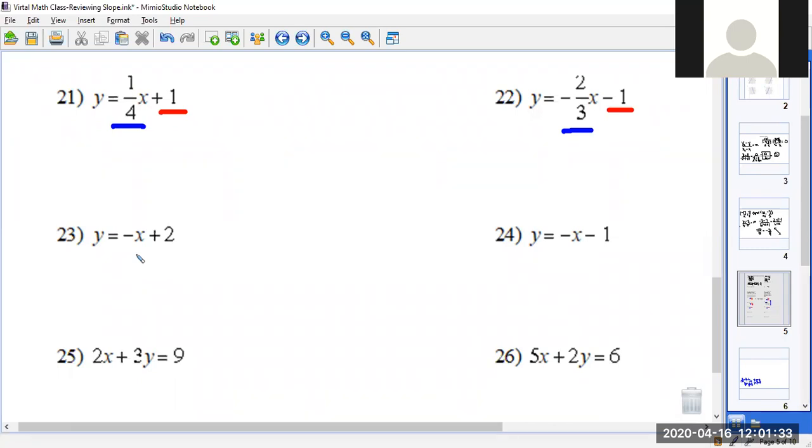Which is my slope? So the negative x is the slope? Yes. What's my coefficient though? What's my number in front of that? In front of the negative x.